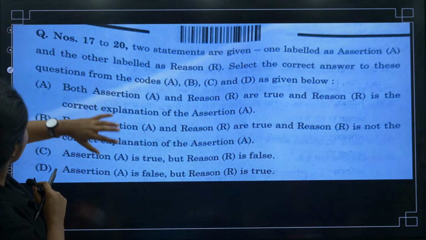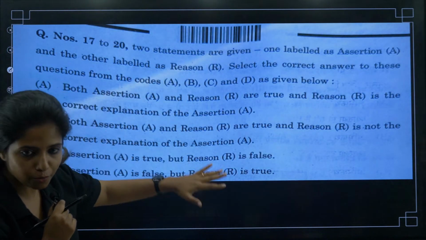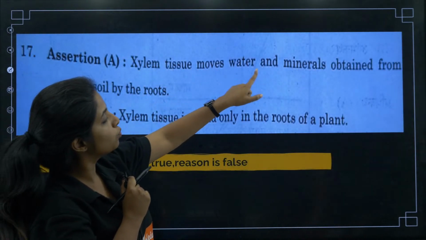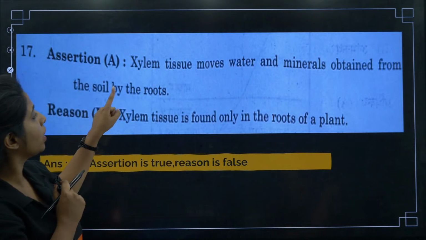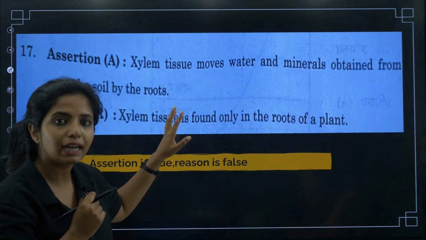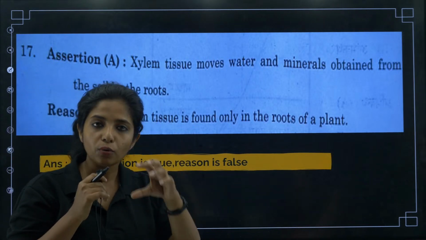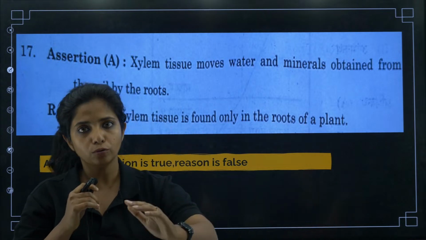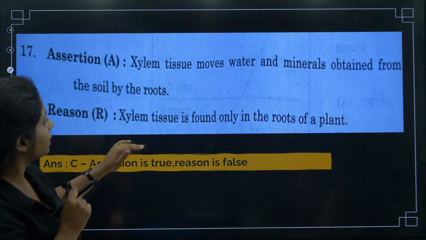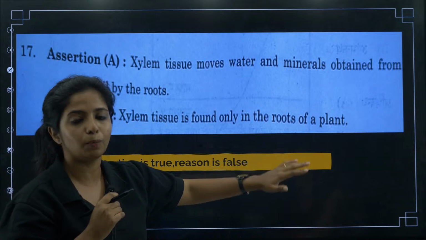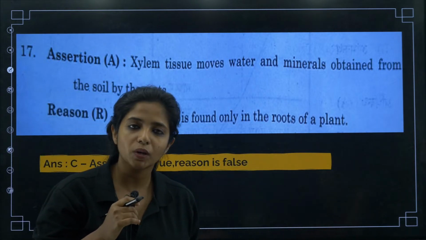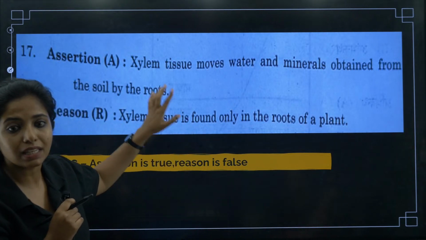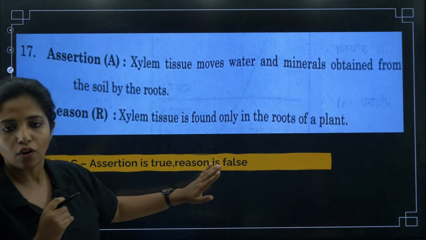Now going ahead, there are certain assertion and reason questions. You know the options, right? So we would go ahead with the first one. The assertion says xylem tissues move water and minerals obtained from the soil by the roots. Do they move like that? Yes, obviously. Xylem tissues are going to take in water and minerals which are there in the soil with the help of roots. So the assertion is totally correct. Now it is said that xylem tissue is found only in the roots of the plant. Then what about the rest of the plant? How do they get water and minerals? Obviously you need xylem tissue, right? So this becomes a wrong statement. So I'll say the assertion is true and the reason is false.